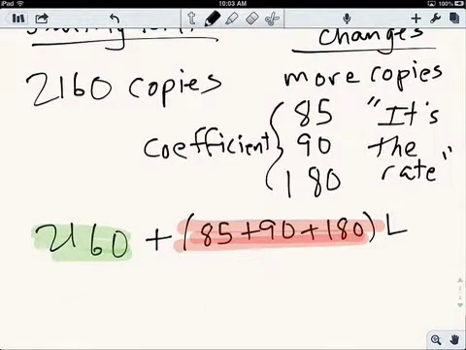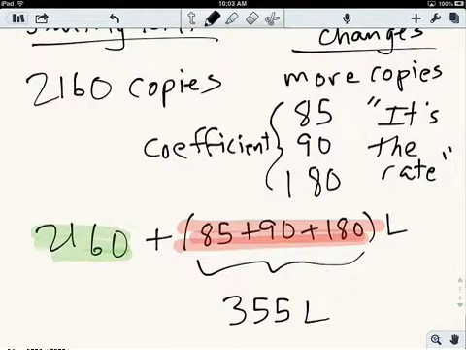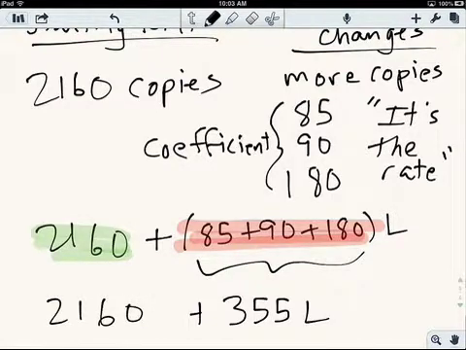Now you can go ahead and do this arithmetic here. So 85 plus 90 plus 180 is 355, I believe. And so a nice clean expression for us, nice and simplified, is 2,160 plus 355L. And that's a review of how to make an expression from a written problem.